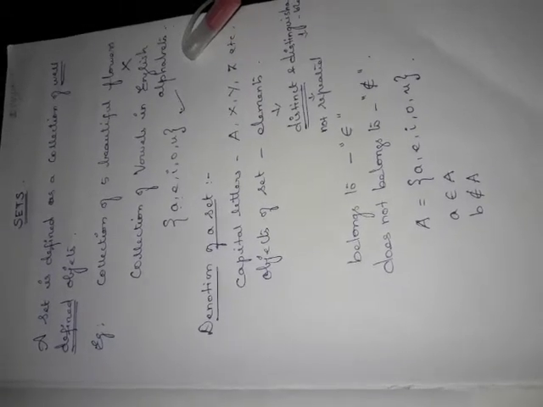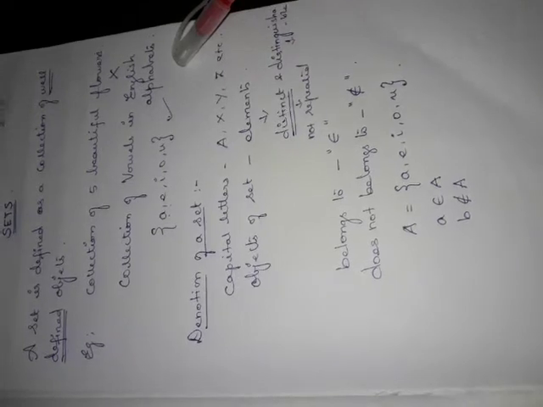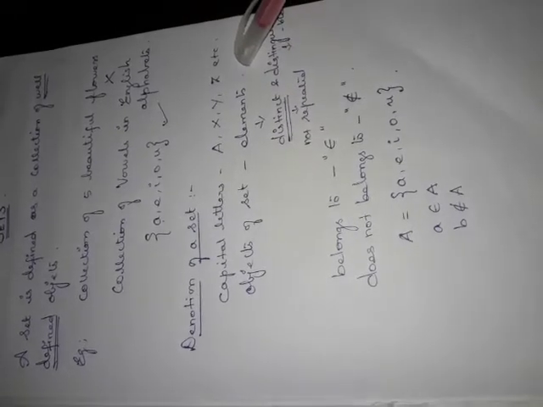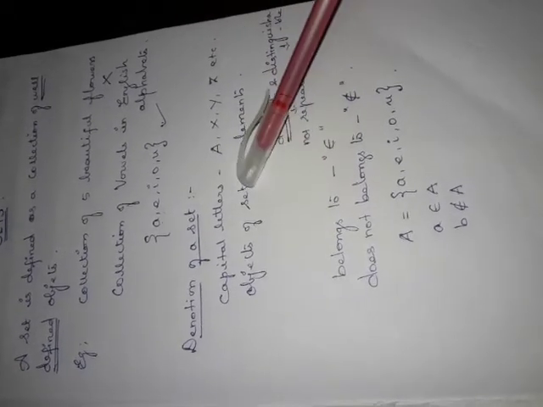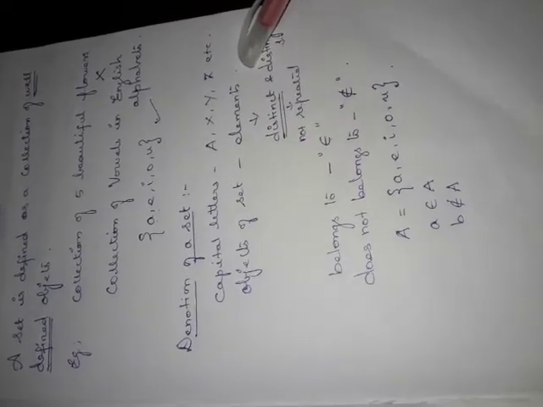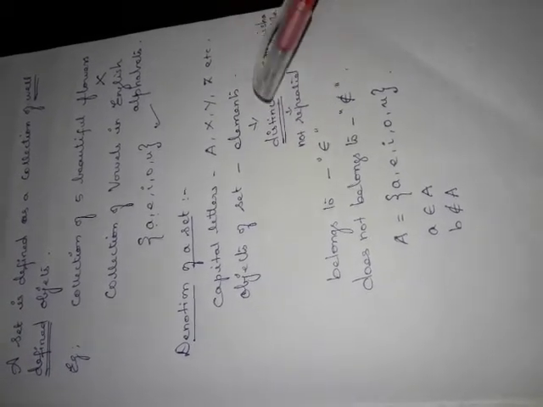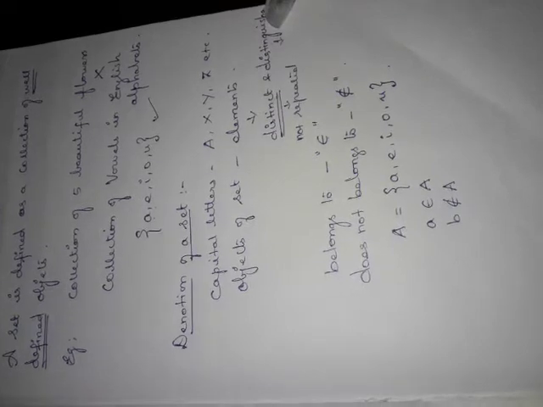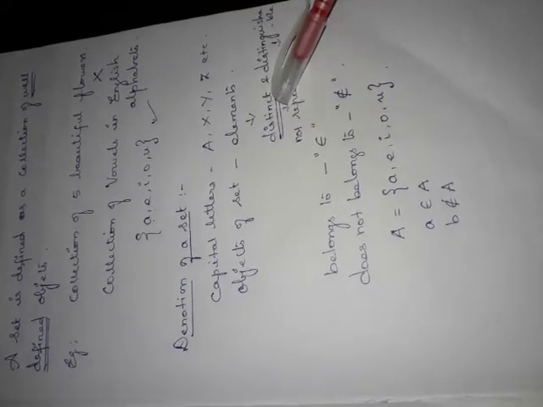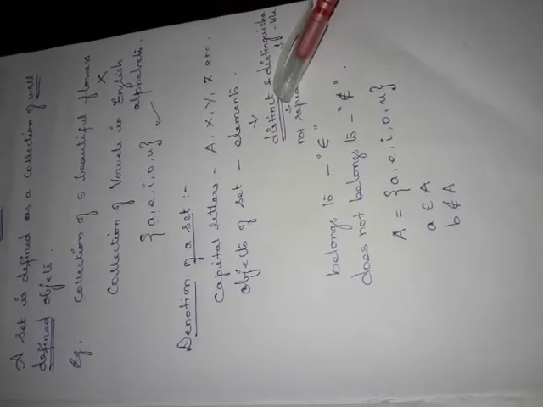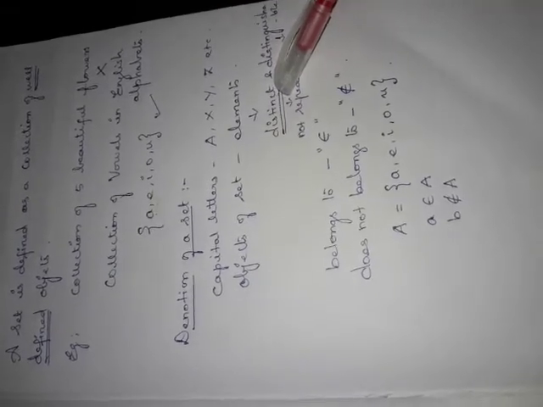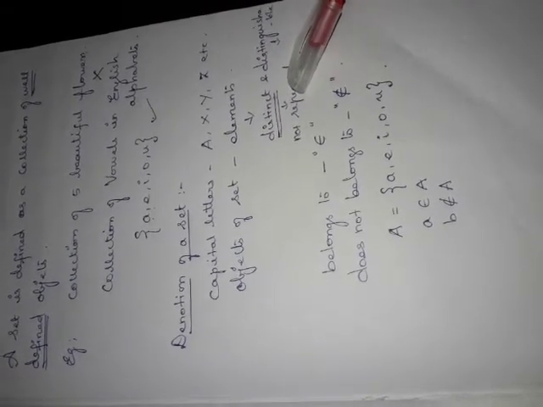So we saw what is a set in the previous class. Then we saw how to denote a set. A set is always denoted by capital letters, and the objects of a set are called elements. The elements of a set are always distinct and distinguishable. By the word distinct, we mean the elements are not repeated. Every element of a set is unique.